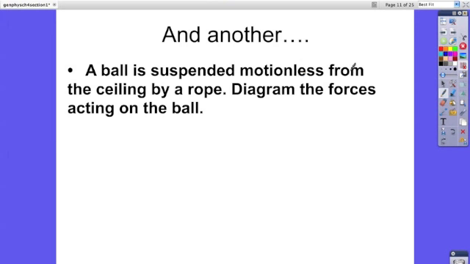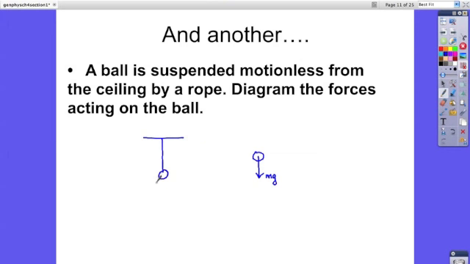A ball is suspended motionless from the ceiling by a rope. Here's our ceiling, here's our rope, and our ball is suspended. Diagram the forces that are acting on the ball. Well, I'll use a circle since it's a ball, and gravity's acting. Gravity will almost always be acting. I usually draw it first because it's almost always there.